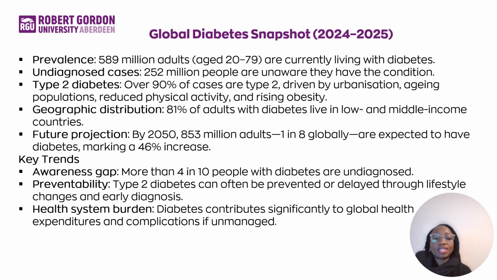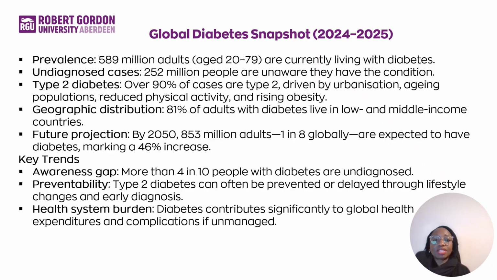Okay, so globally, again, the snapshot I used when I introduced these modules, we have over 500 million living with diabetes. Over 200 million are unaware that they have the condition, and type 2 diabetes accounts for over 90% of the diabetes population in the world. And this is driven by urbanization, aging populations, reduced physical activity, and rising obesity.